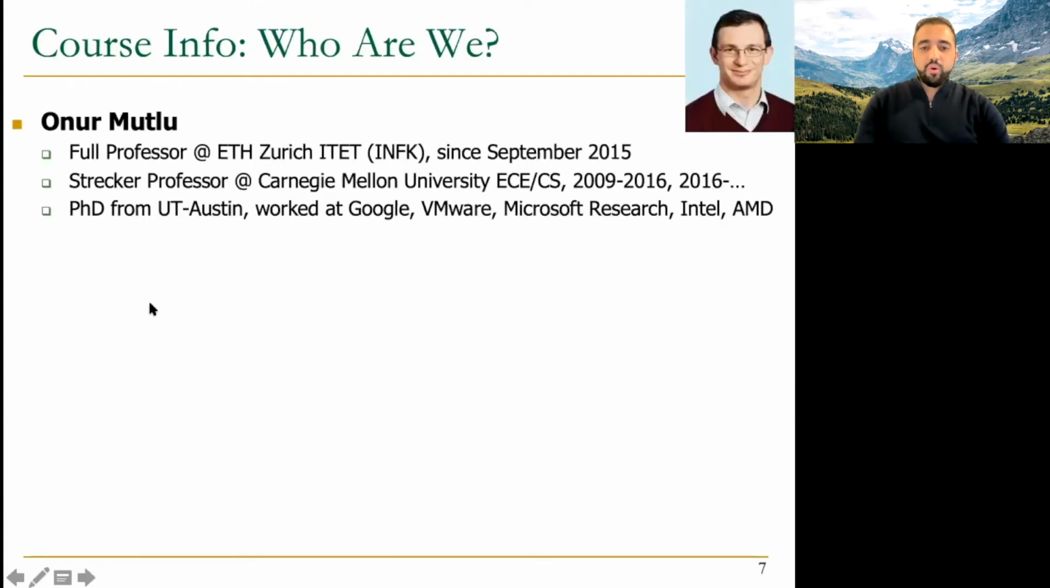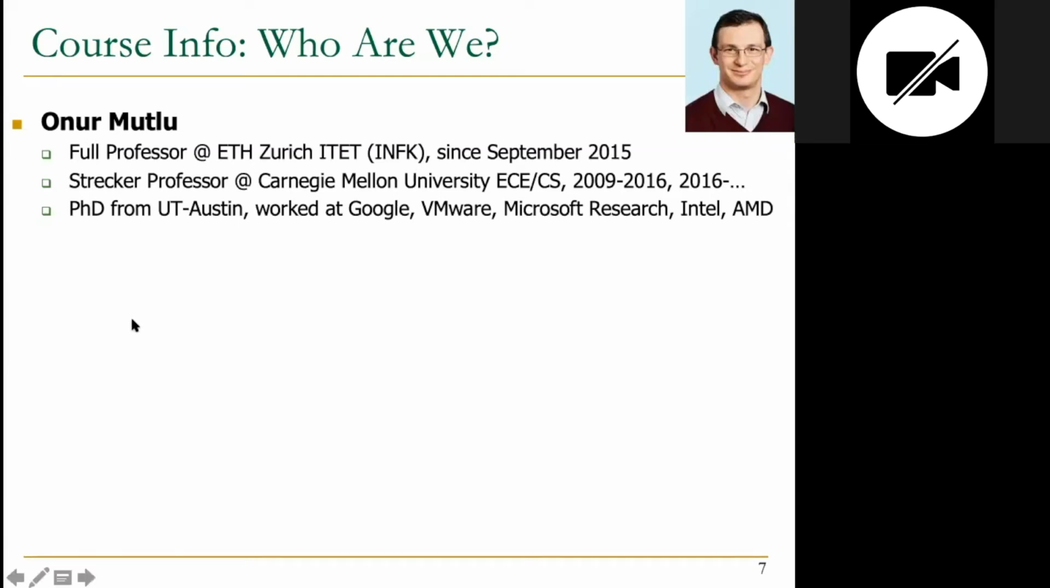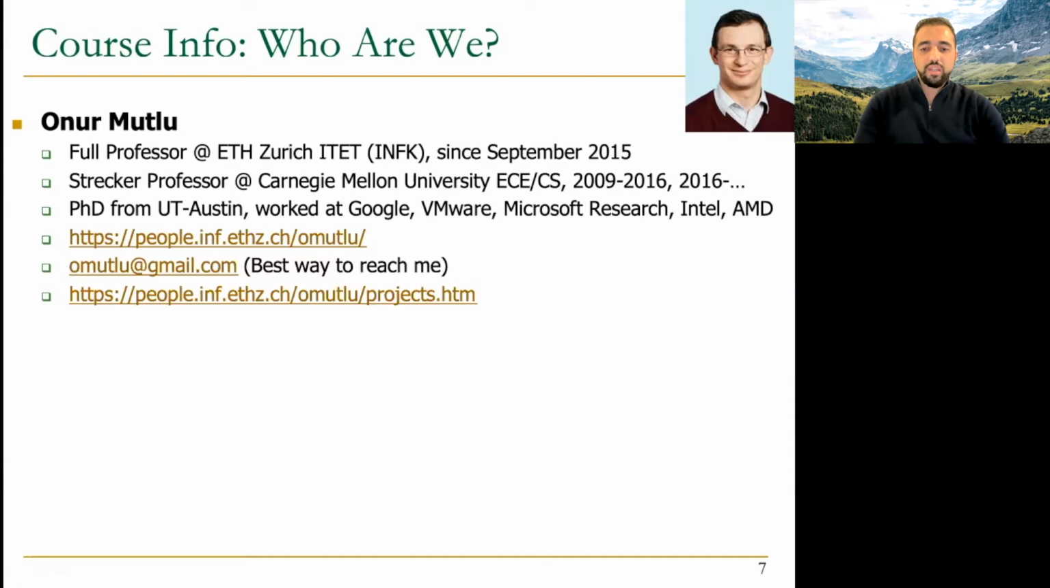All right, so who are we? This course is given by Professor Onur Mutlu, who has been a full professor at ETH since September 2015. Before that, he was a professor at CMU in the US, starting from 2009, and he's still an adjunct professor there. He got his PhD from UT Austin. He worked at several companies where he started his computer architecture research group. For more information about his research group, you can follow these links. If you'd like to contact him, you can reach him directly over his Gmail address.